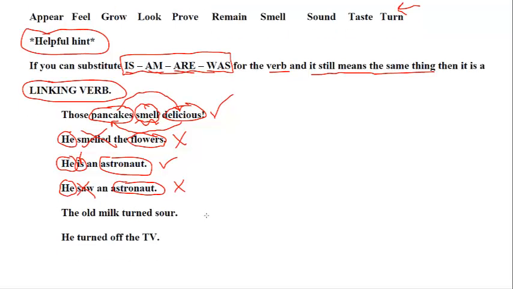The milk turned sour. The milk was sour. Makes sense. The milk is sour. It works with two of those substitutions. This is a linking verb, linking the subject milk to an adjective, a predicate adjective, at the end of my sentence. It's a linking verb. He turned off the TV. He was off the TV. That doesn't make any sense on a lot of levels. So, not a linking verb. That shows an action.